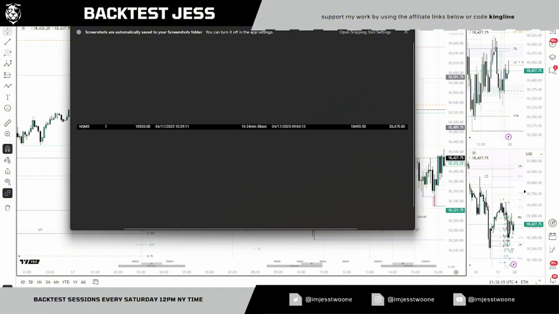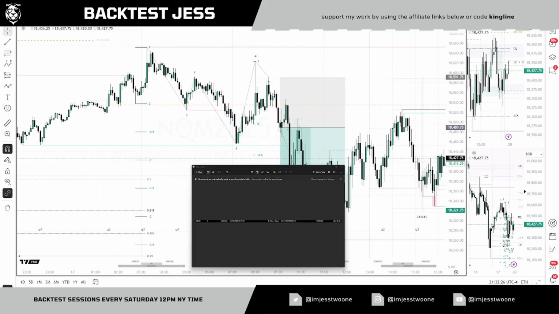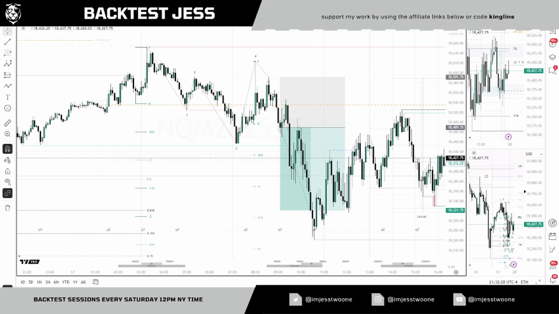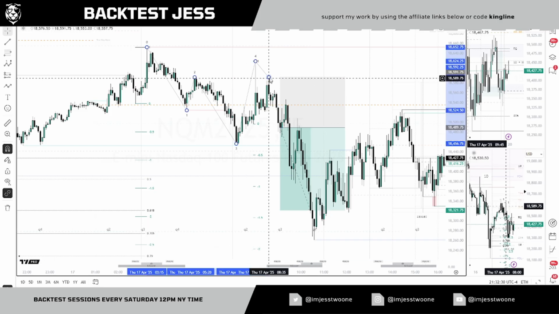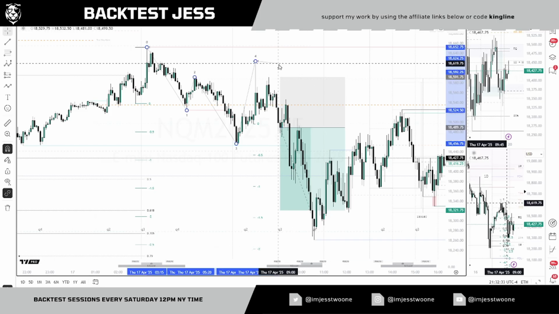I'll just share this in the chat. You said, no, 5 does not need to be lower than 4. It can either sweep 4 or it can be lower. It doesn't have to be. But 5 is in the air.